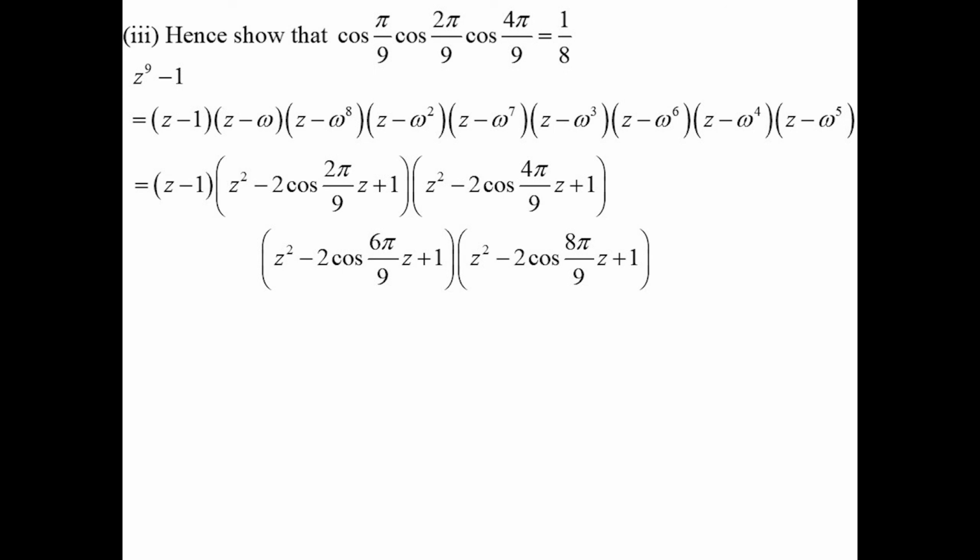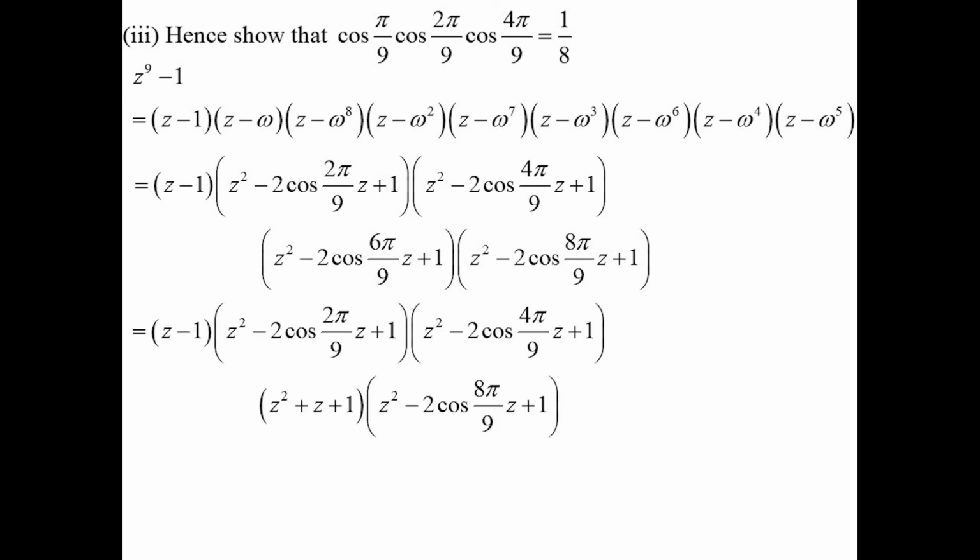How am I going to just get a product of 3 things? I'm just going to tidy that up a little bit. Whoa, what did he do? You'll notice this factor, z squared minus 2 cos 6 pi on 9 z plus 1, looks like it's disappeared and been replaced. So 6 pi on 9 is the same as 2 pi on 3. It's an exact value. Cos of 2 pi on 3, negative a half, but times the negative 2, we get plus 1.